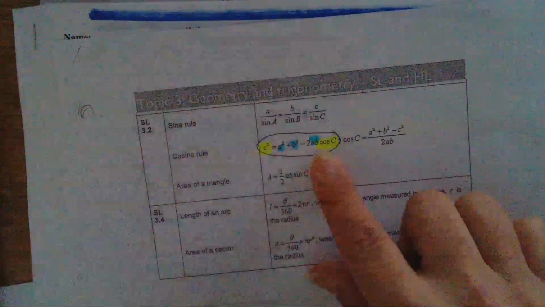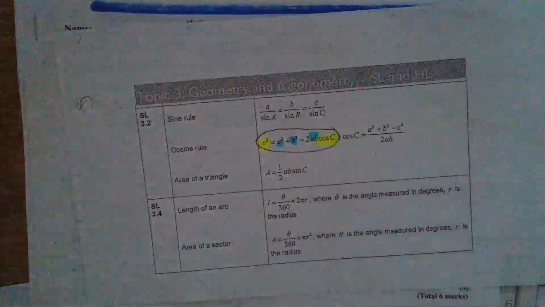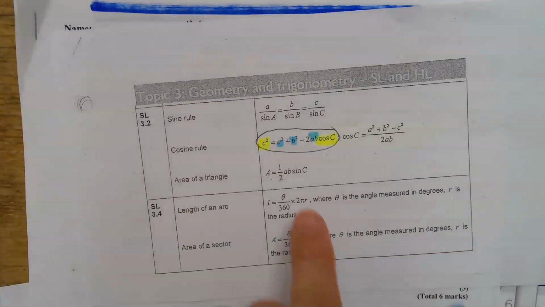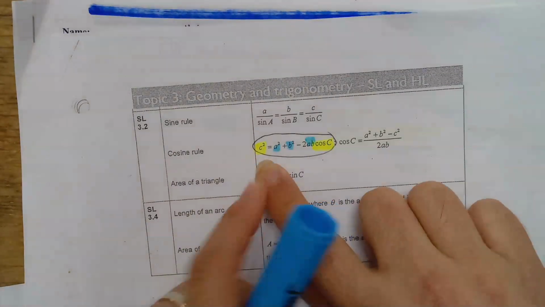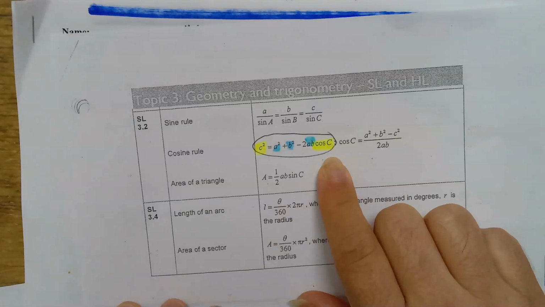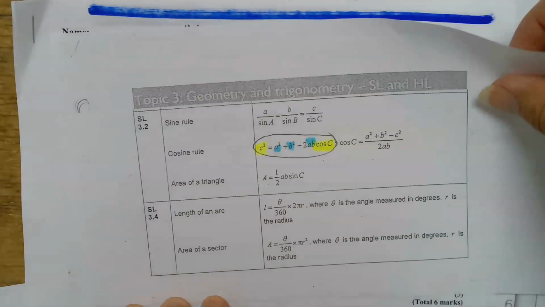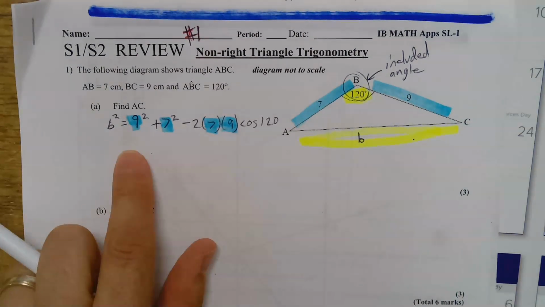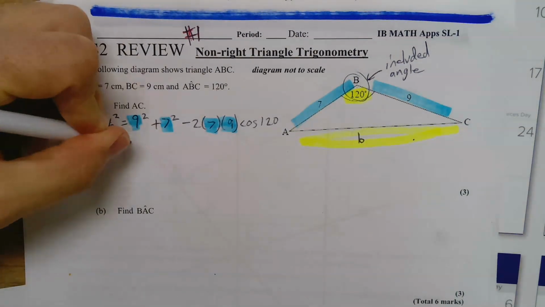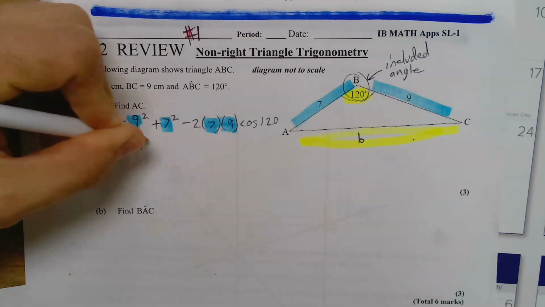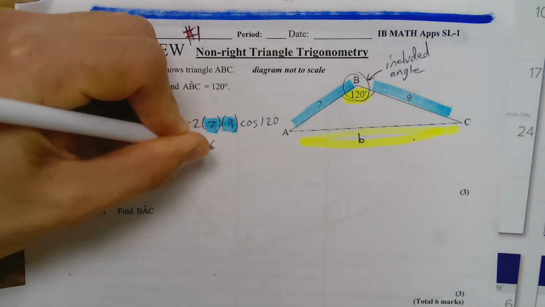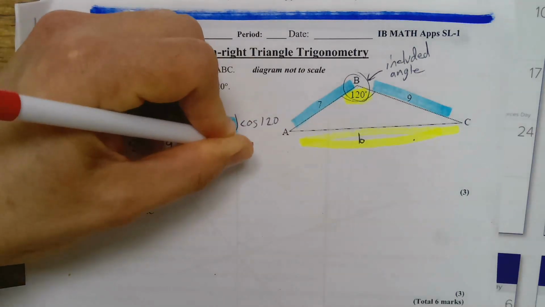Don't think of it as ABC, because that'll throw you off. Think of it as the side farthest across from this angle that we're working with. You might need to rewind to hear that again. So anyways, I simplify this. This is 81 plus 49 minus 126 cosine of 120.